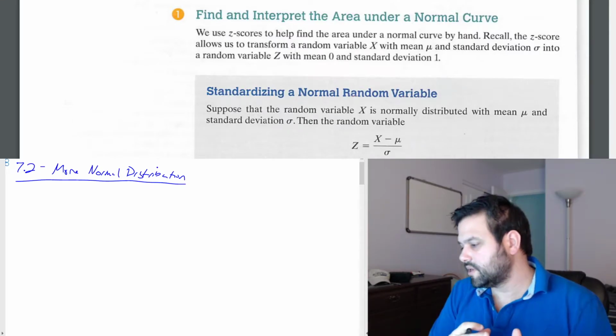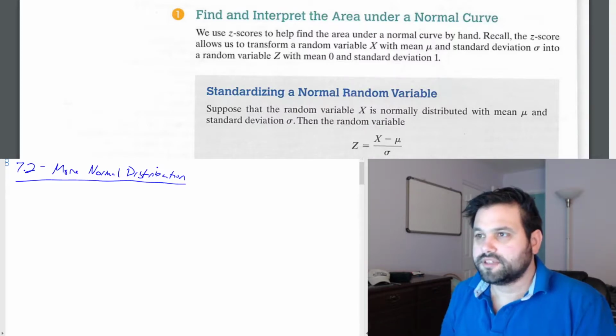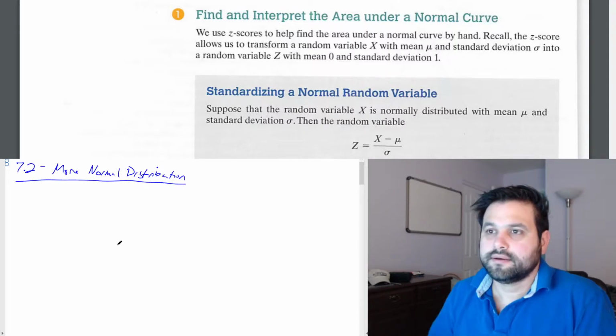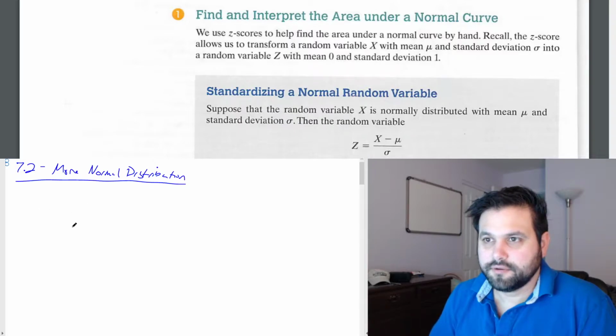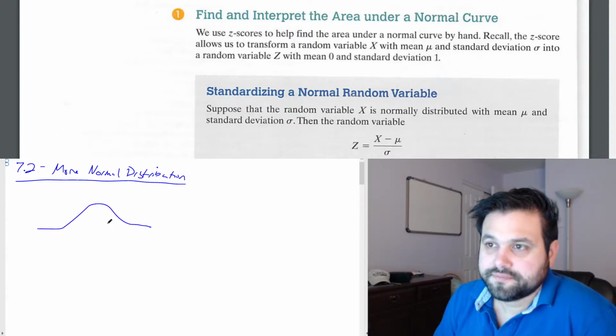Last section when I talked about the normal distribution, I talked about a normal distribution that had a mean of 0 and a standard deviation of 1. That is called the standard normal distribution. Okay, the standard normal curve.